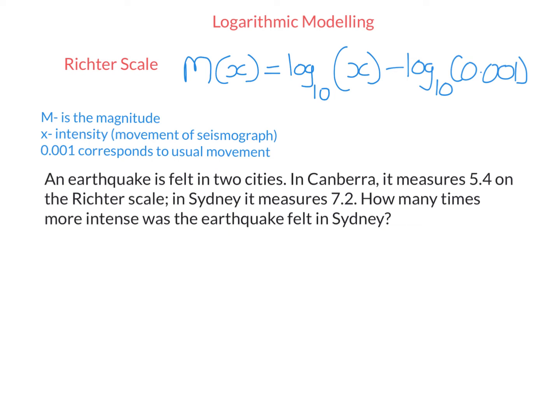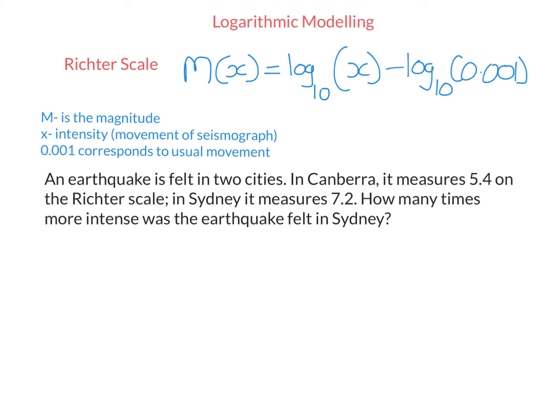So this Richter scale is what we call a logarithmic graph. It turns out for each one increase in magnitude, the intensity is multiplied by 10. So for example, if you had a magnitude of 2 earthquake versus an earthquake with magnitude of 3, the one with magnitude of 3 would be 10 times more intense, 10 times more movement of the seismograph. So we're going to look at that in this example here.